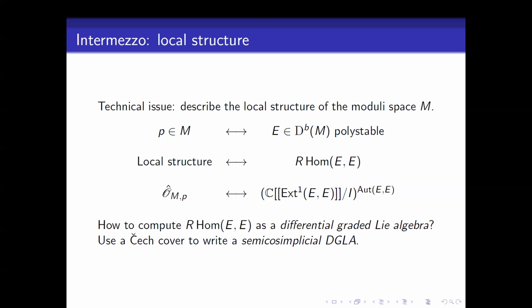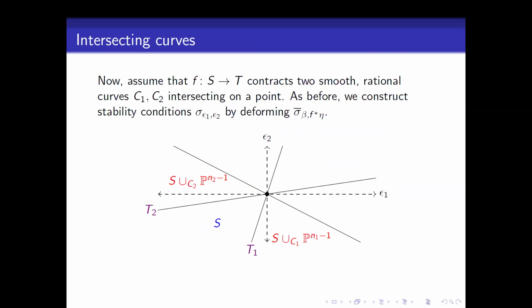It's a mess, but it turns out to be doable. And so let me finish by telling you what happens when you have two curves intersecting at a point. And I think this is the first behavior that for me was a bit unexpected. So now I'm assuming that the surface S contracts two curves to a cyclic quotient singularity.